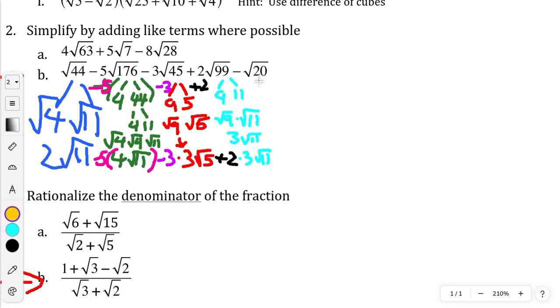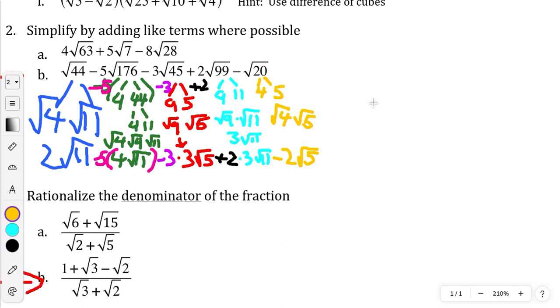And then minus root 20. 20 is 4 times 5. And let's not forget the minus, because that could cause a problem. And this means root 4 times root 5, which means 2 root 5. And we are well on our way towards a more simplified solution.